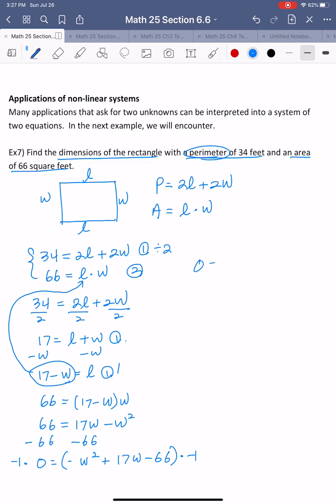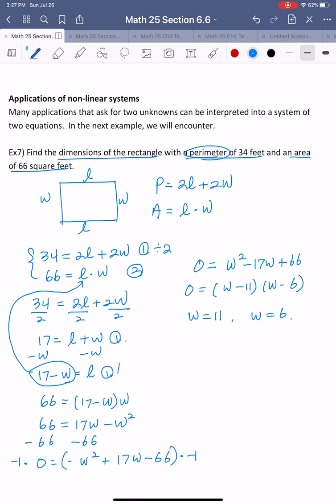Then I got 0 equals W squared minus 17W plus 66. I'm going to find the two numbers whose product is 66 and whose sum is 17. So when I look, oh yeah, 11 and 6, right? So I can factor as W minus 11 and W minus 6. So I get W equals 11, W equals 6.